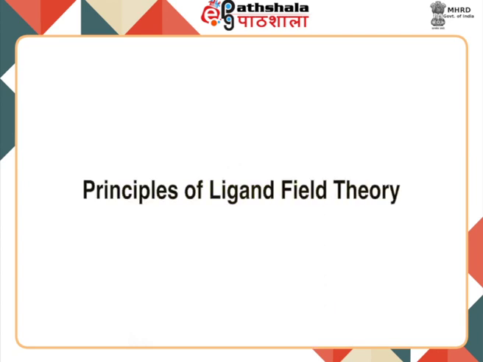Now we'll turn ourselves to the various principles of ligand field theory. In coordination chemistry, the ligand is a Lewis base, which means that a ligand is able to donate a pair of electrons to form a covalent bond. The metal is a Lewis acid, which means it has an empty orbital that can accept a pair of electrons from a Lewis base to form a covalent bond.